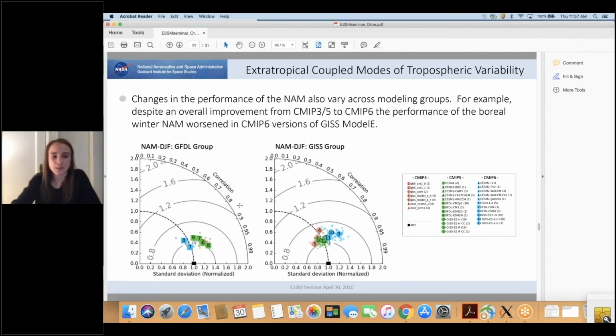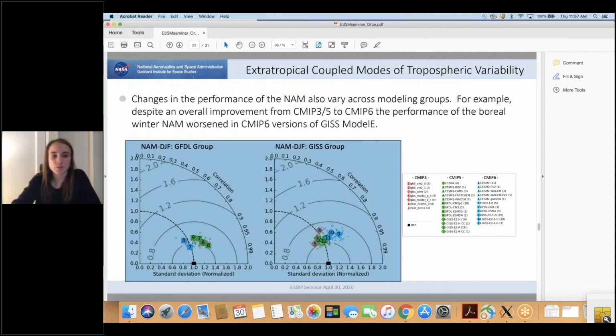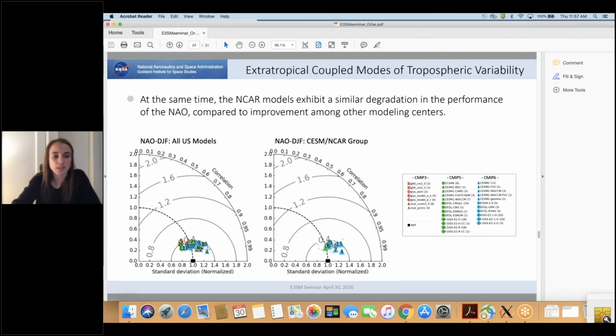At the same time, again, this is quite model and group specific. If we look at the North Atlantic Oscillation, even though we may be seeing somewhat of an improvement in CMIP6 across all the models, if we look at individual modeling groups, here we're looking at different versions of CSM, we can see that perhaps there is somewhat of a degraded performance in the North Atlantic Oscillation, again, for this season. So the overall story is that it depends very much on the modeling group that you're looking at, and the season and the mode.